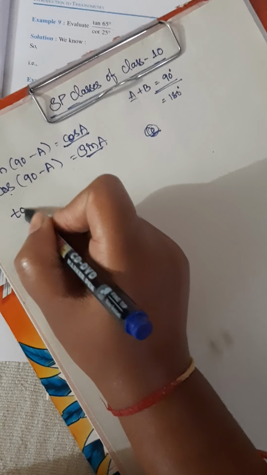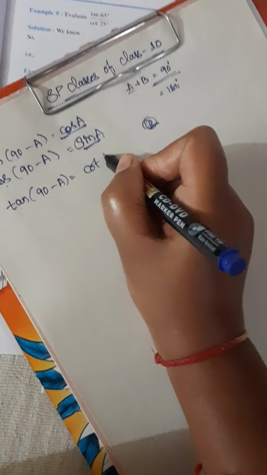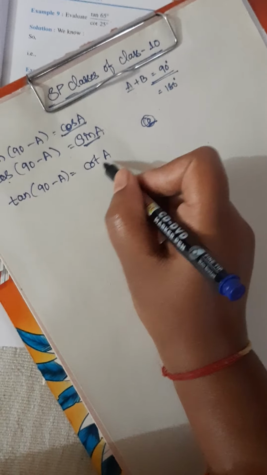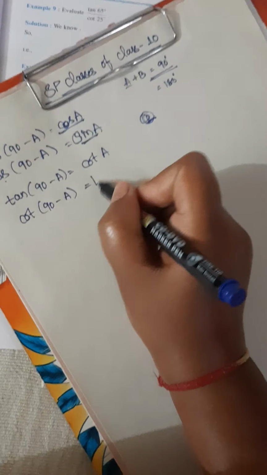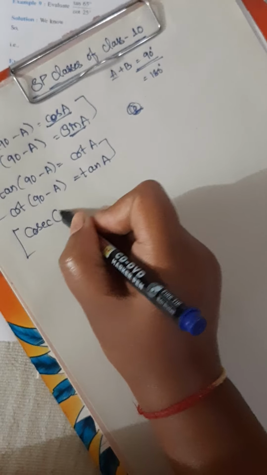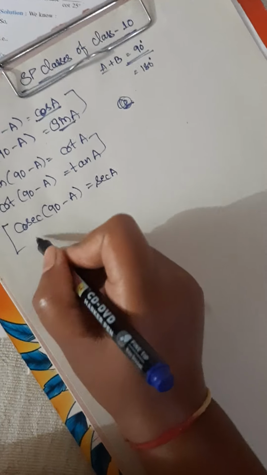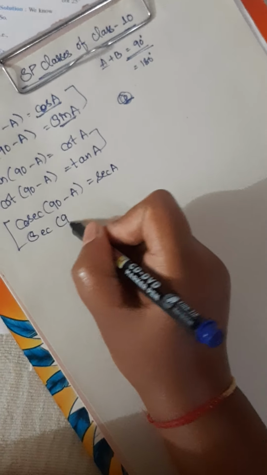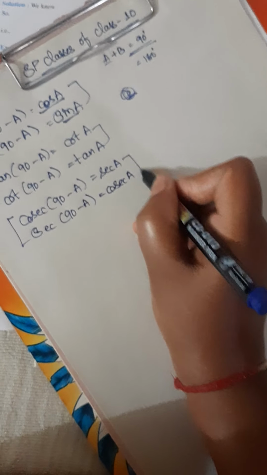Next, tan of 90 minus A is equal to cot A. Here there is no co, and here we got a co. Cot of 90 minus A is equal to tan A. These two pairs are complementary to each other. And here, cosecant of 90 minus A is equal to secant A, and secant of 90 minus A is equal to cosecant A.